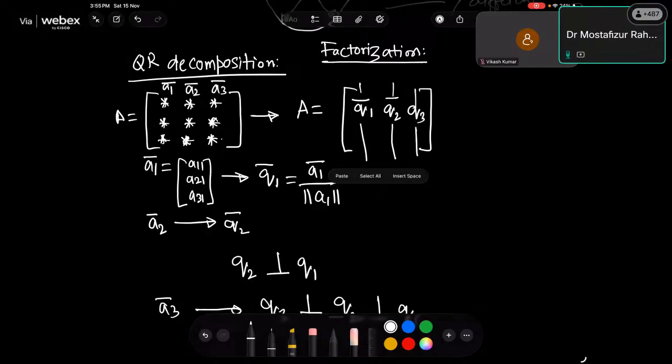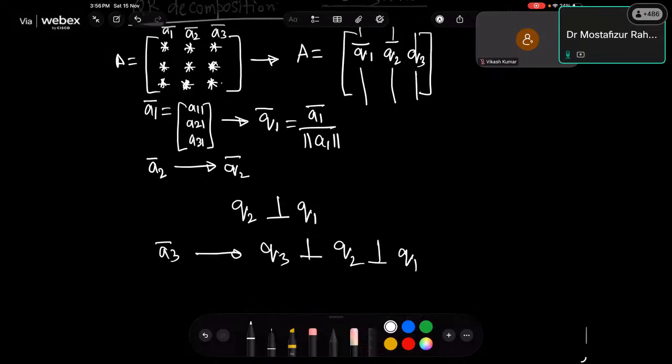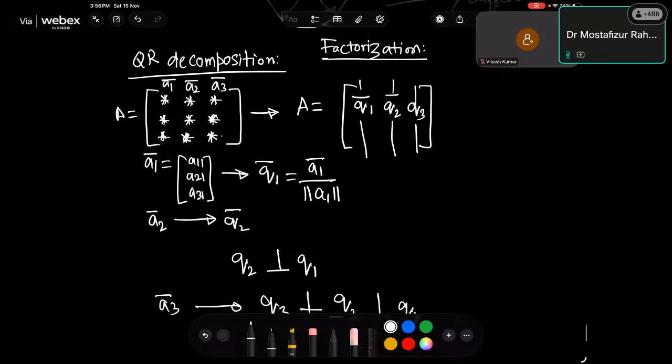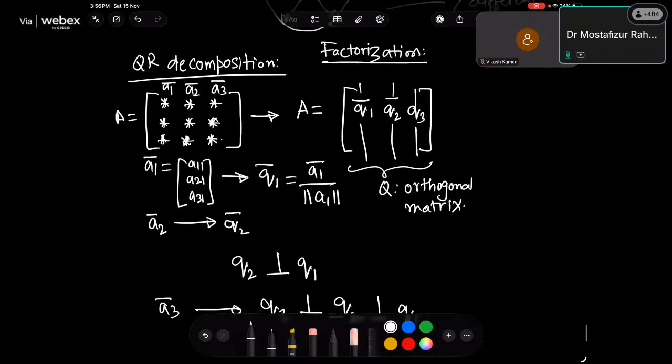All these Q1, Q2, Q3 vectors are orthogonal to each other, as well as normalized. That means Q2 is a normalized vector, Q3 is also a normalized vector. So this particular matrix is known as an orthogonal matrix. Now, if you do that, every time you do the mathematical projections, right?